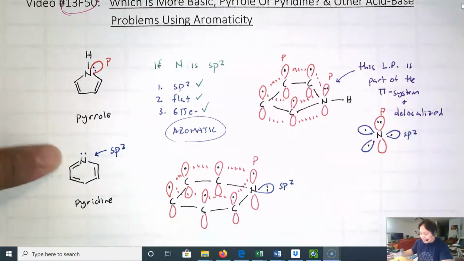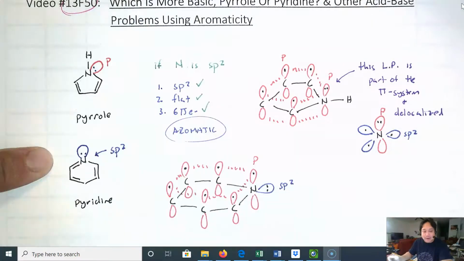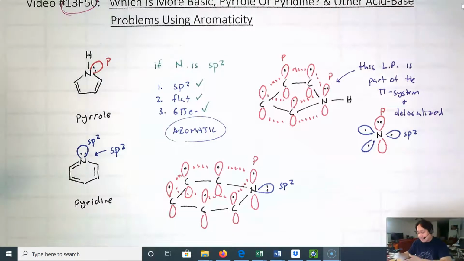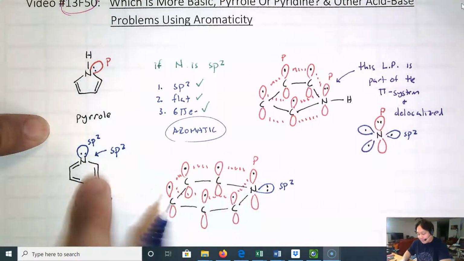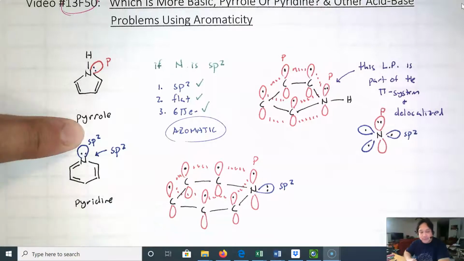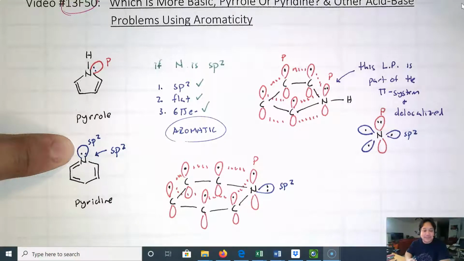So this is different than pyrrole. The lone pair for pyridine is in an sp2 orbital. Just to keep things straight, that sp2 describes the hybridization of nitrogen. This sp2 tells you what orbital the lone pair is in. Okay.